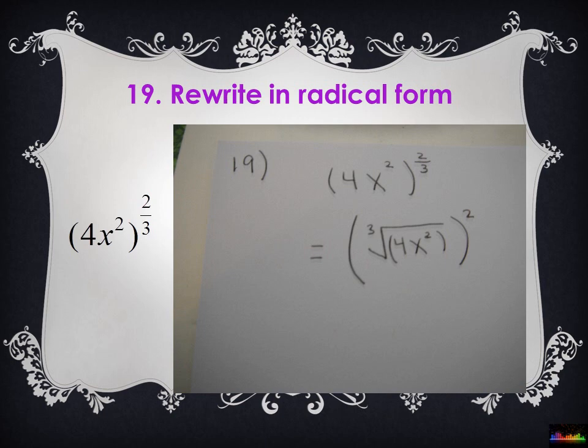To rewrite in radical form, we know that it's exponent over index. Our index is 3, so it's the cube root of 4x squared in parentheses squared. You can actually simplify this more than what's in the picture. It could be the cube root of 4 squared, which is 16, times x to the 4th. So cube root 16x to the 4th power.